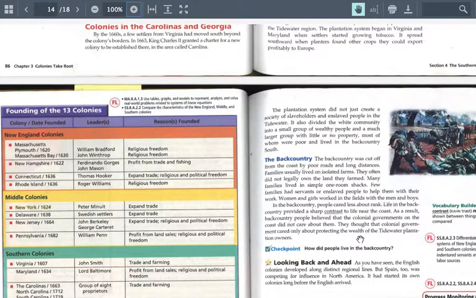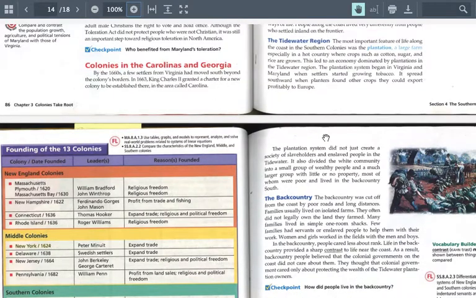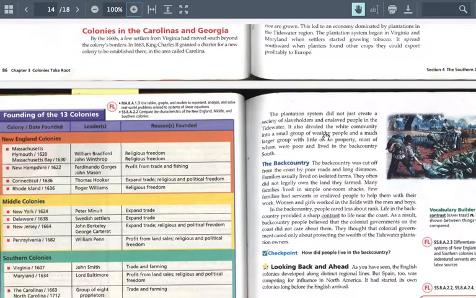Okay, so that's some of the big things to get out of this section: first, how these colonies develop, but then how you have these two distinct lifestyles of the Tidewater area and the backcountry, how they develop so much differently, and actually they're opposed to each other. All right, so that's pretty much it for here.